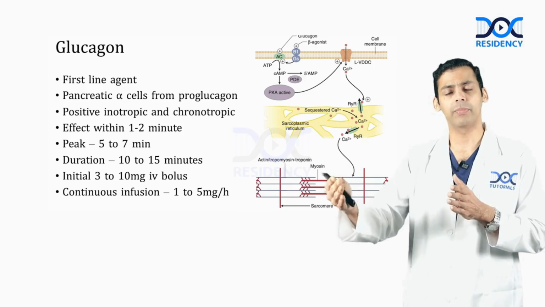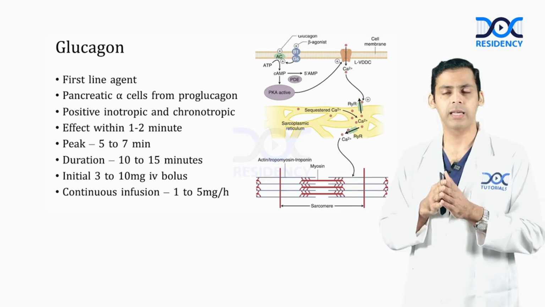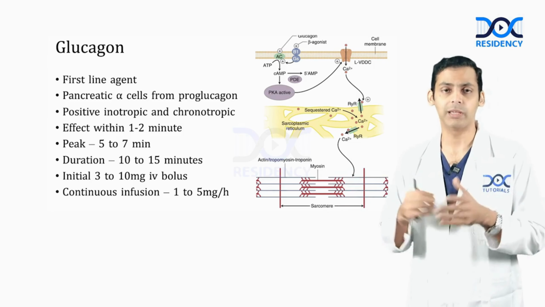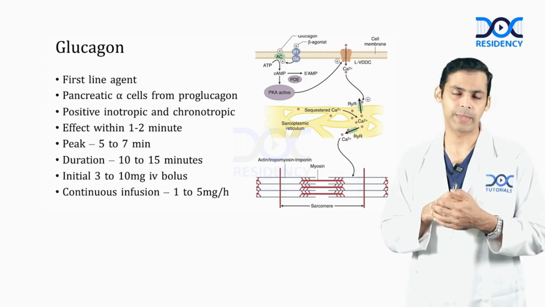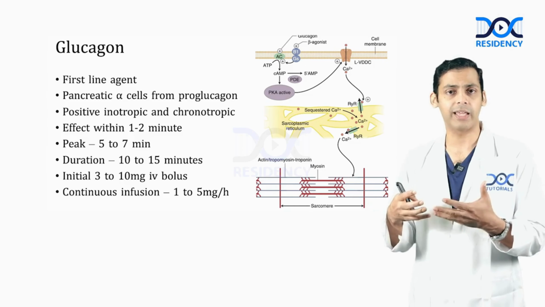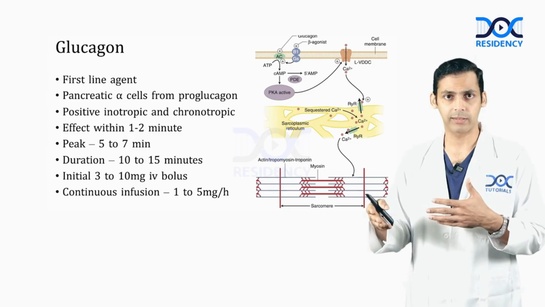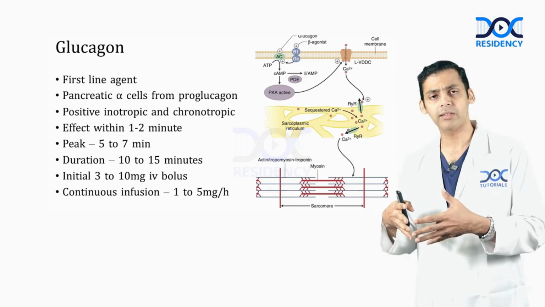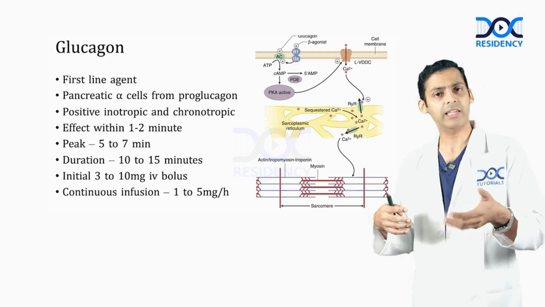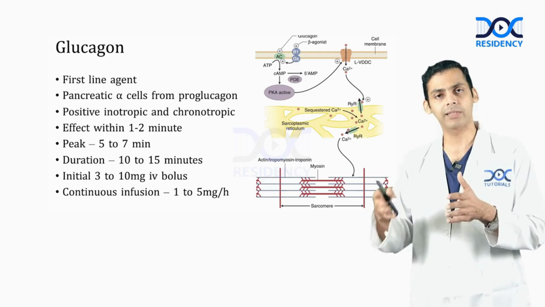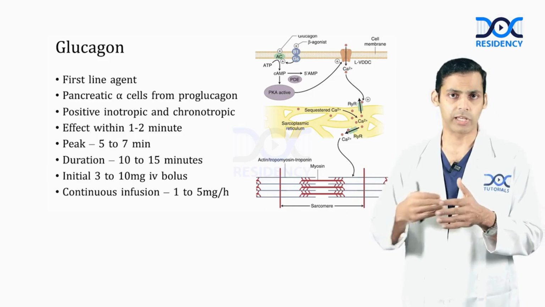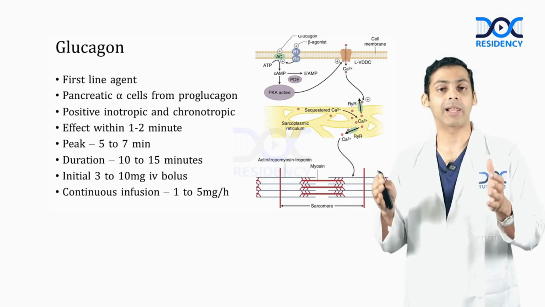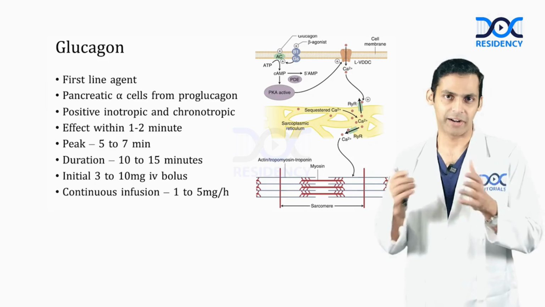This has to be followed by a continuous infusion because the effect of glucagon will last for only about 10 to 15 minutes. It has a short half-life and the effect will be evident within around 5 to 7 minutes. It's so fast acting as well. Alright. So if the initial bolus doesn't produce any response, you can give multiple boluses, but after that you need to follow it up with a continuous infusion. It can help to increase the myocardial contractility as well as the heart rate.